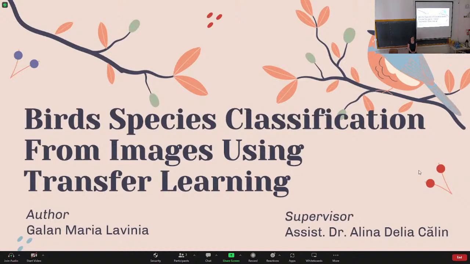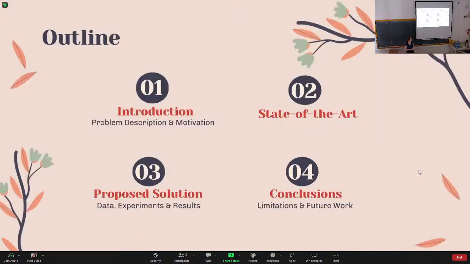Hello, I am Maria Galan, and I will present the transfer learning approach for bird classification from images. This presentation will start with a short introduction to the topic, and then I will present the state-of-the-art approaches proposed by other authors for this problem. After that, I will move forward to the proposed solutions, and I will draw some conclusions in the end about the performed work.